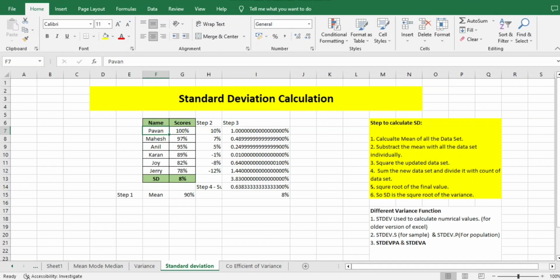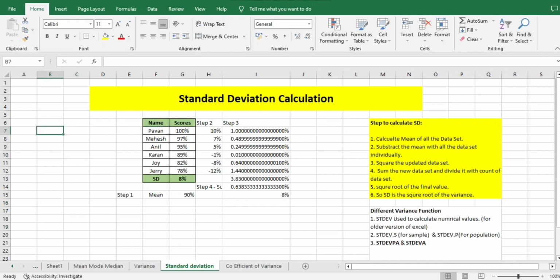So let's start with today's concept, that is standard deviation calculation. The way we have learned about the variance, wherein we have seen how we can calculate manually and how we can calculate with the help of Excel function as well, the same way we will learn the standard deviation as well.